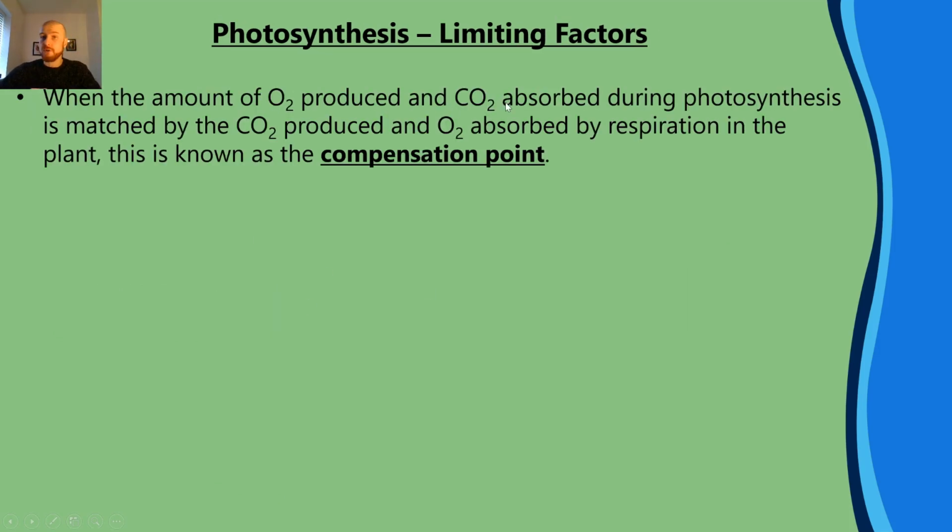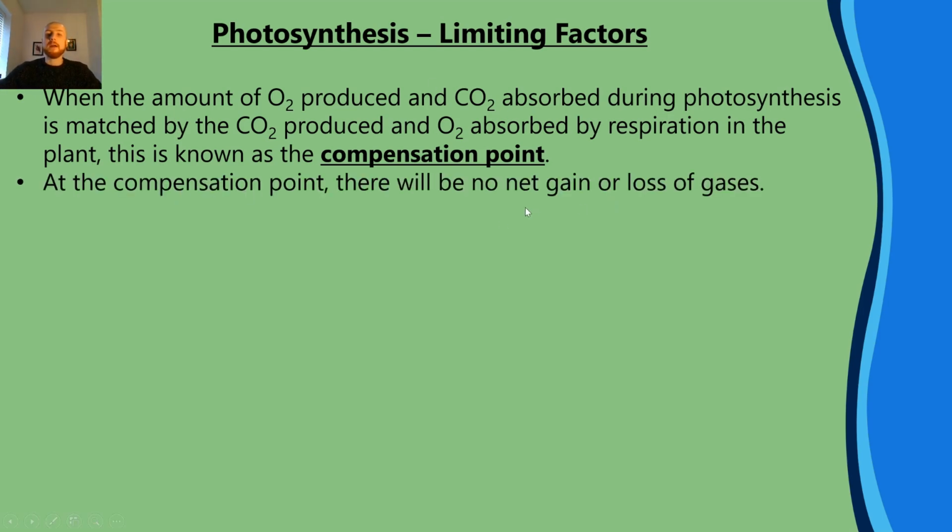When the amount of oxygen produced and carbon dioxide absorbed during photosynthesis is matched by the amount of carbon dioxide produced and oxygen absorbed by respiration in the plant, this is known as the compensation point. Now, don't fall into the trap of thinking that plants don't respire. Plants absolutely respire too. All living things, apart from viruses, which are debatable whether they're alive or not, respire. So plants are no different. So if the rate of their photosynthesis matches the rate of their respiration, that is known as the compensation point. Now, at the compensation point, there will be no net gain or loss of gases.